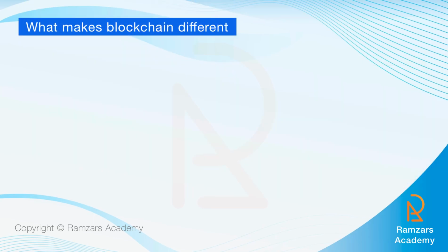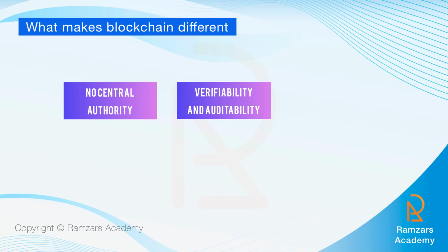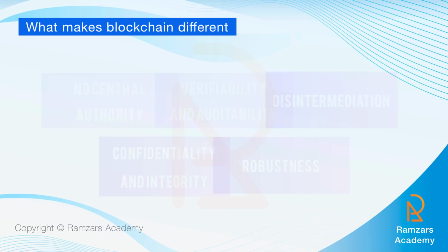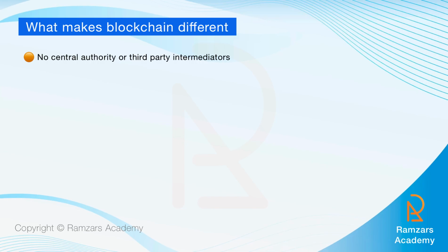Now, what makes blockchain different? Blockchain has features like no central authority, verifiability and auditability, disintermediation, confidentiality, and integrity and robustness. First is no central authority or third-party intermediaries. The emergence of online banking has made doing transactions a straightforward and less time-consuming process for the end users.